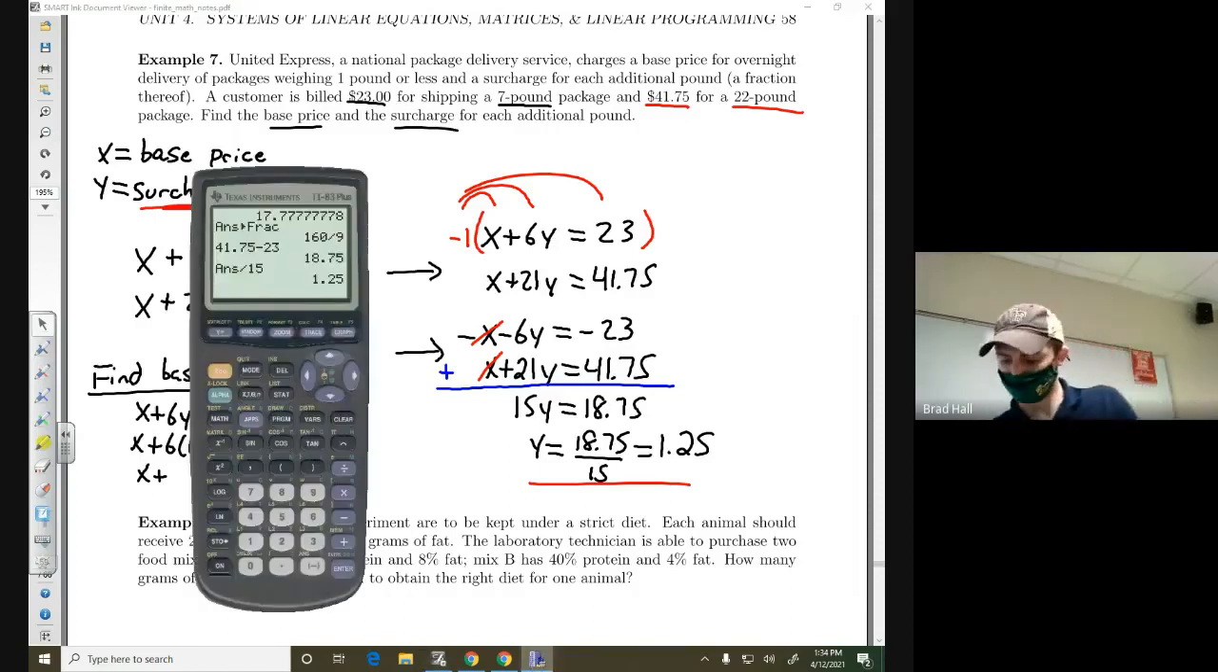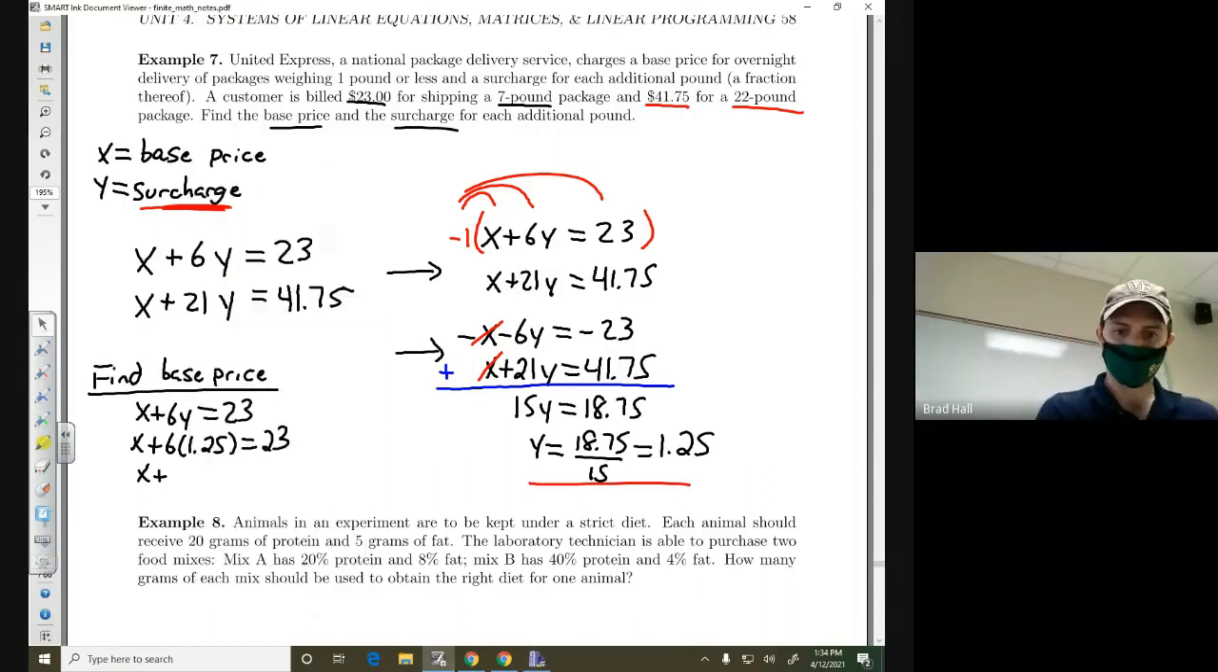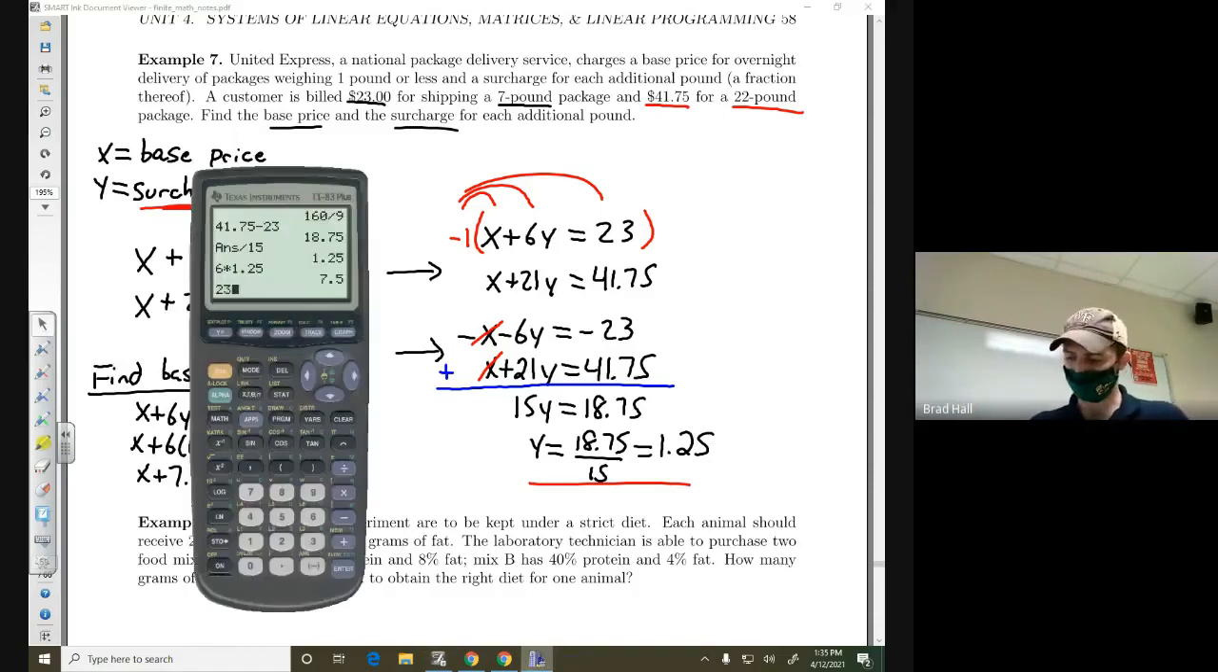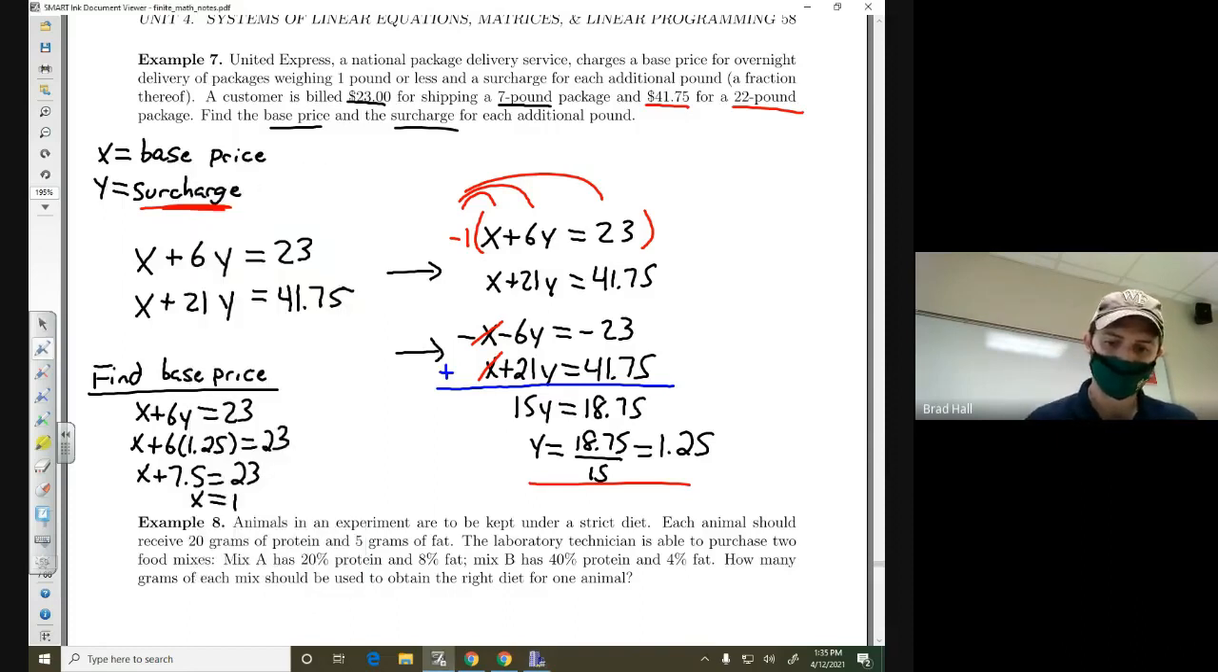Was it $7.50? 7.5. And so we get that the base price, what you have to pay to just use the service every time, is 23 minus 7.5, which is 15.5, or $15.50.